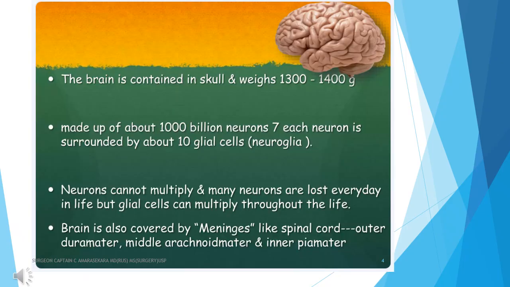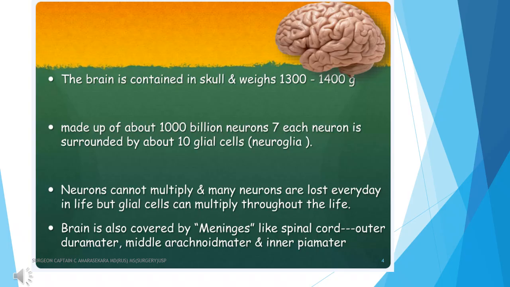Now that we have introduced the brain as the central organ of thought, emotion, and judgment, let's take a closer look at its physical structure and cellular composition. The brain is housed within the skull, weighing approximately 1300 to 1400 grams in average adult. Despite its size, it consumes nearly 20% of the body's energy, underscoring its metabolic importance.